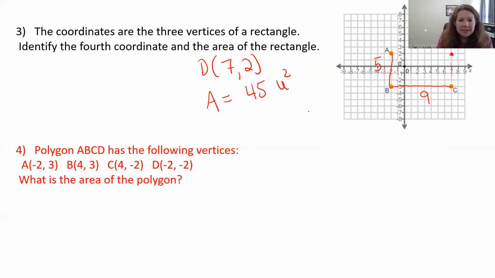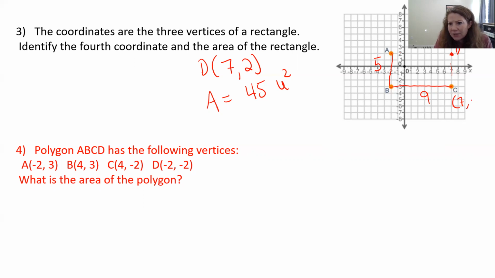All right, polygon ABCD has the following vertices. What is the area of the polygon? So our rectangles, if you notice, 2 of the numbers have to have the same X value, just like this number and C. So D and C both have an X value of 7, right?